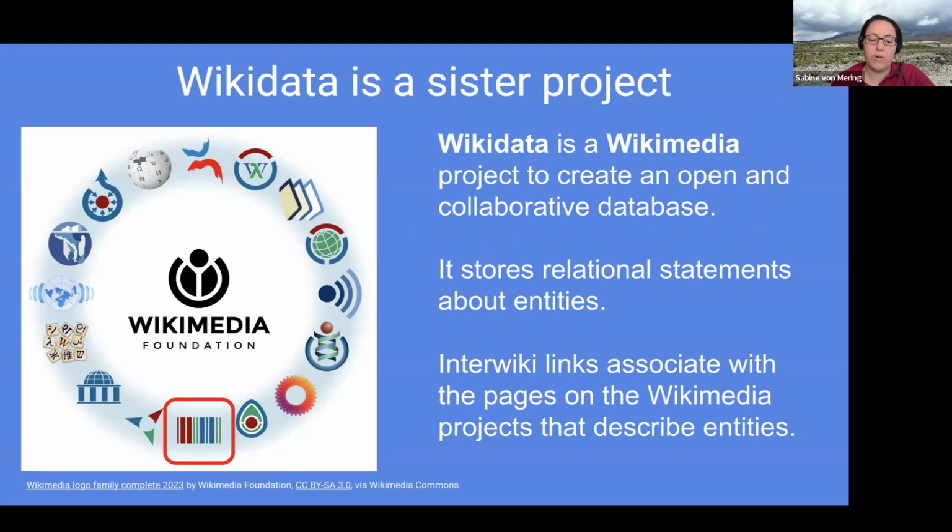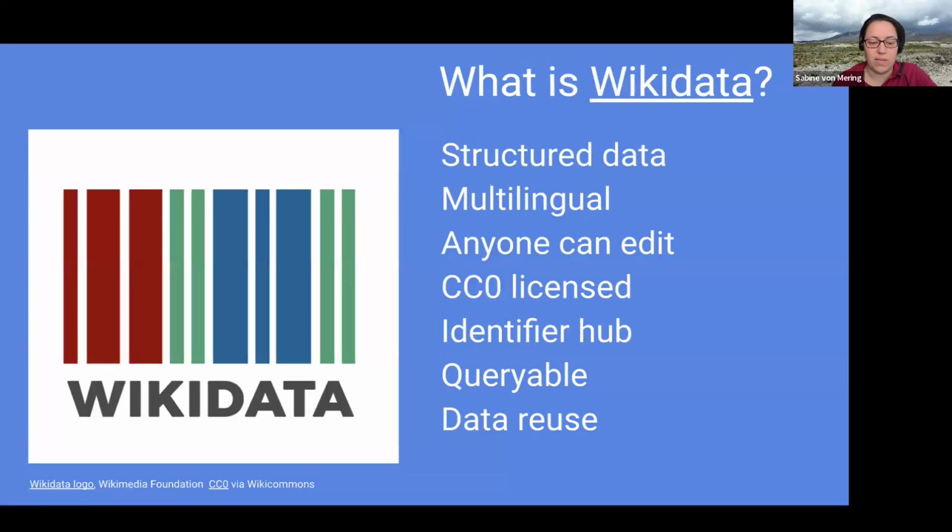Wikidata aims to create an open and collaborative database that stores relational statements about entities. And as a sister project to Wikipedia, it's a sort of a data backbone for the encyclopedia, where pretty much anything you can think of gets an entry. While Wikipedia provides text, Wikidata stores structured data that are human and machine readable.